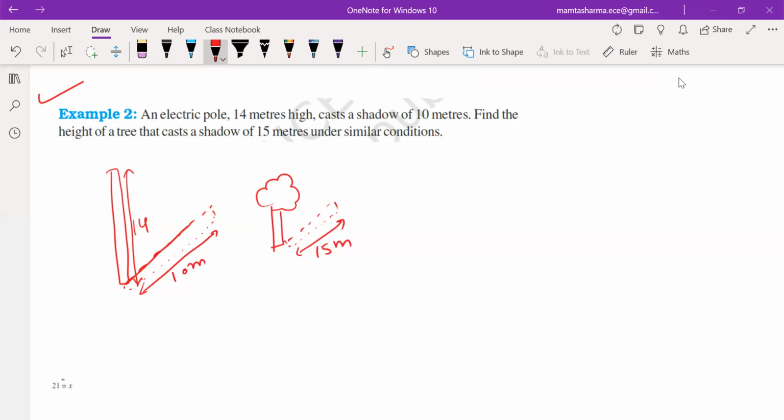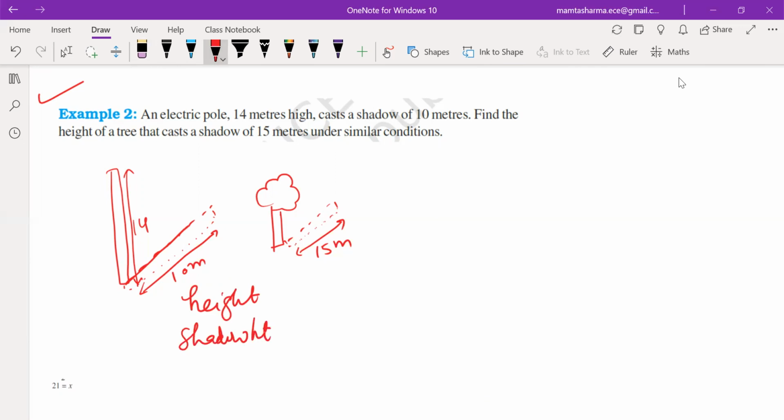Why? Ma'am, the shadow decreases when the height decreases. Yes, the shadow will increase when the height will increase. The taller the person or the taller the thing, its shadow will be taller. So that is the thing. They are in a direct proportion. So there are two quantities, height and shadow height.